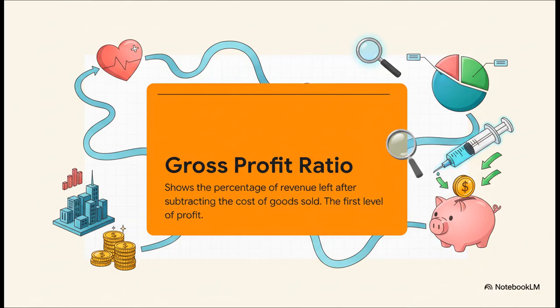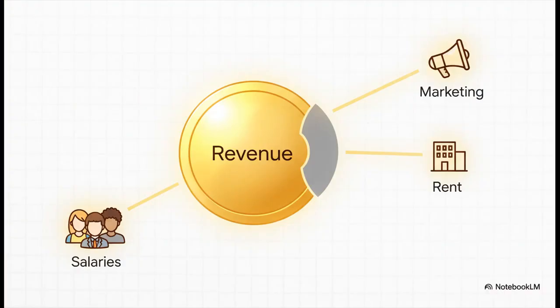This shows us what percentage of money is left over from sales after you subtract the direct cost of making the products. It's the purest measure of how profitable the company's core product actually is. Simply put, the higher this ratio, the better. It means the company is making a really healthy margin on every single thing it sells. And that profit is the firepower it needs to cover all its other costs, marketing, salaries, rent, the whole shebang.